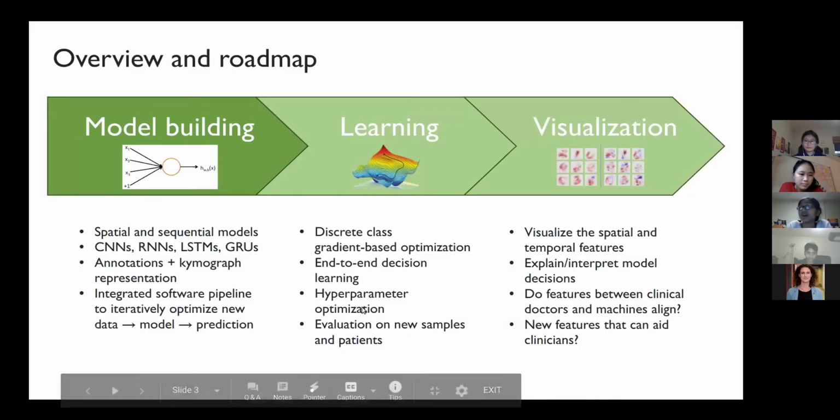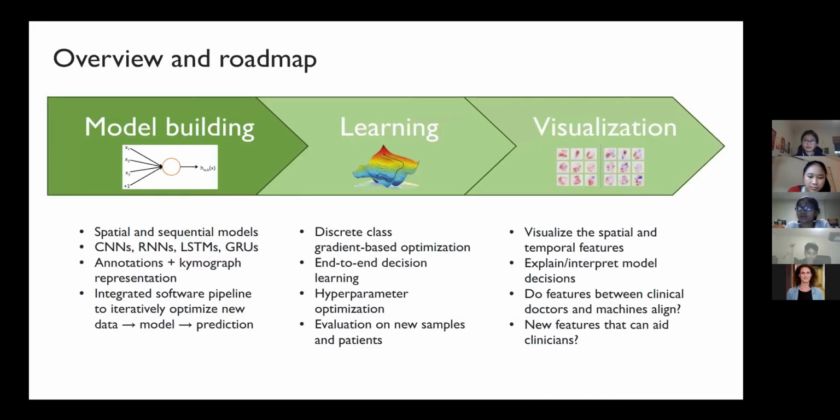So this is an overview and roadmap of how our project is progressing. The first step that we do is model building. In this project, we use spatial and sequential models. So we have CNNs, RNNs, LSTMs, and GRUs, which are various neural networks. CNNs are convolutional neural networks, so they're good for detecting various features in images. RNNs and LSTMs and GRUs are also types of RNNs. They are recurrent neural networks, and what they are good for is remembering states in between different iterations of that network. So if you have a model that you want to remember what happened 5 seconds before or 10 minutes before, then a recurrent neural network is what you should be going for.